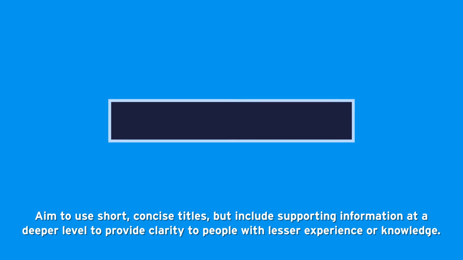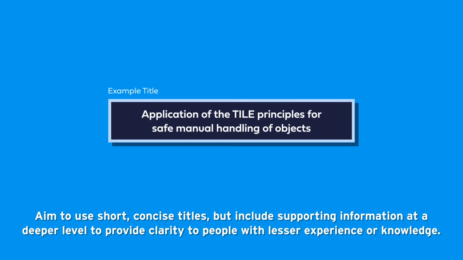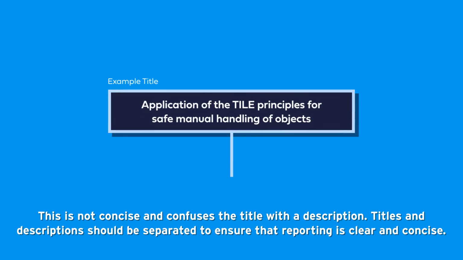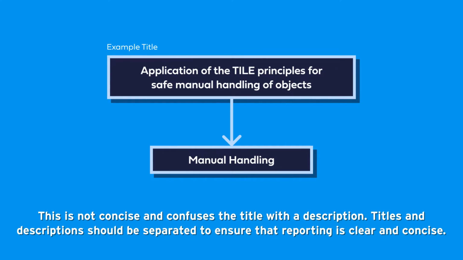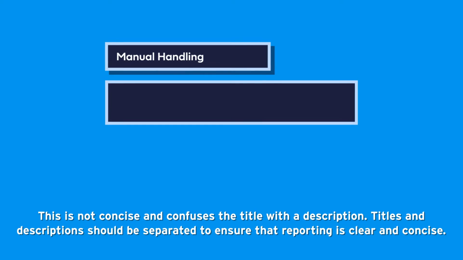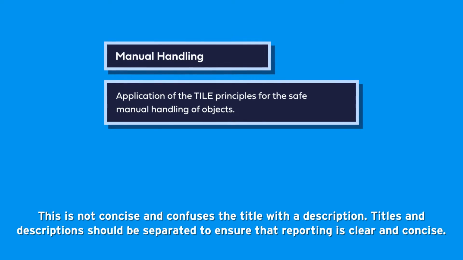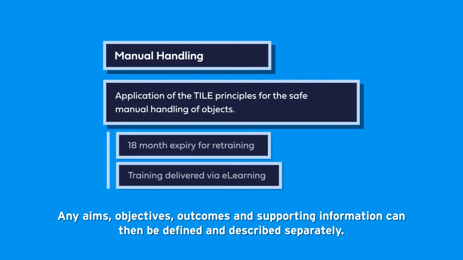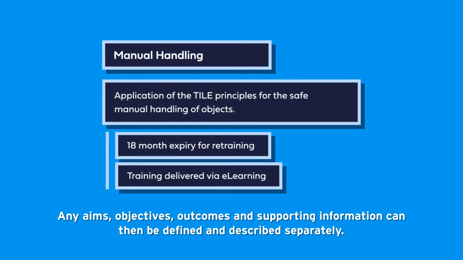Aim to use short, concise titles, but include supporting information at a deeper level to provide clarity to people with lesser experience or knowledge. Otherwise the title is not concise and confuses the title with a description. Titles and descriptions should be separated to ensure that reporting is clear and concise. Any aims, objectives, outcomes, and supporting information can then be defined and described separately.